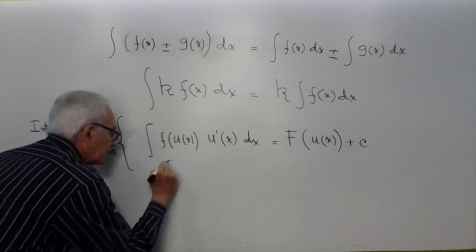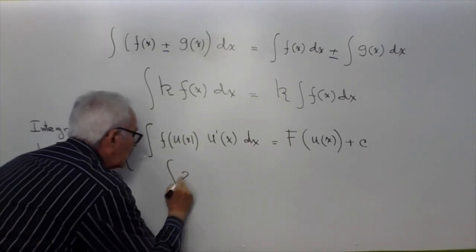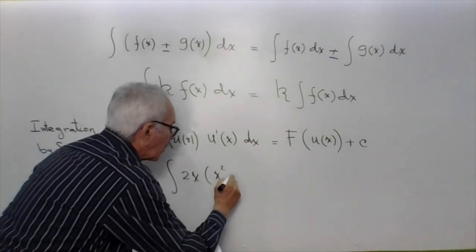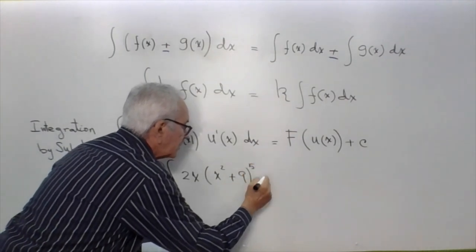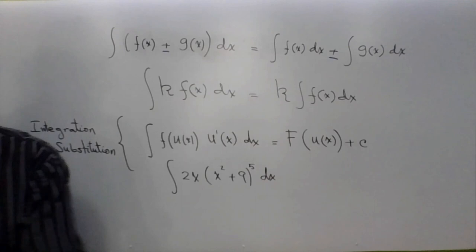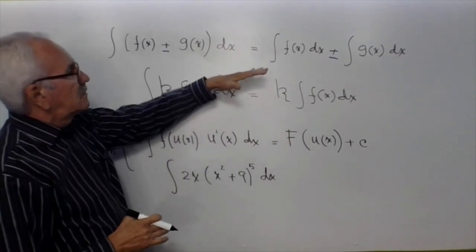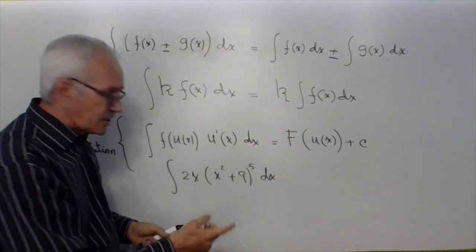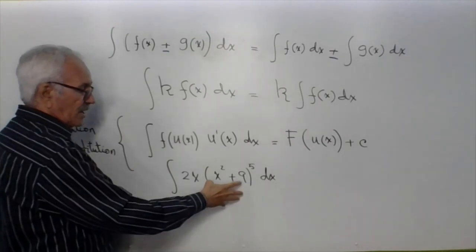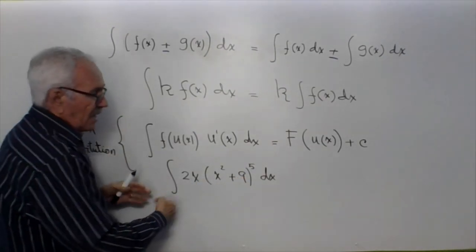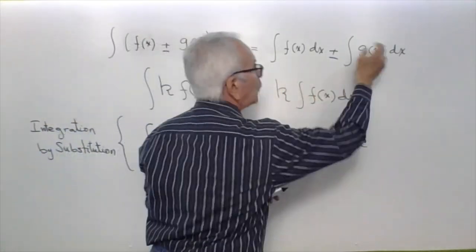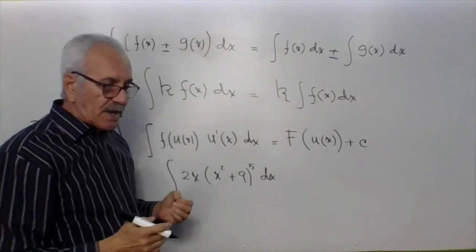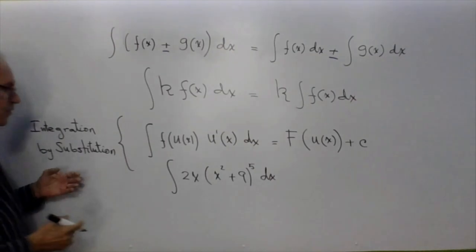Evaluate the following integral. Integral of 2x times x squared plus 9 to the fifth power dx. As you can understand, we can apply here the property of addition. If we expand this polynomial and later we multiply each element by 2x, I will have from here 5 times 2, 10, so 11 elements. I will have to add some integrals to get the final result, but this is very complicated. For this reason the integration by substitution was developed.